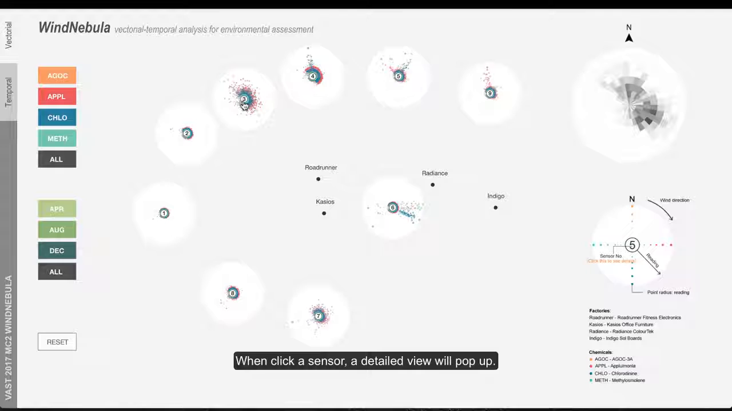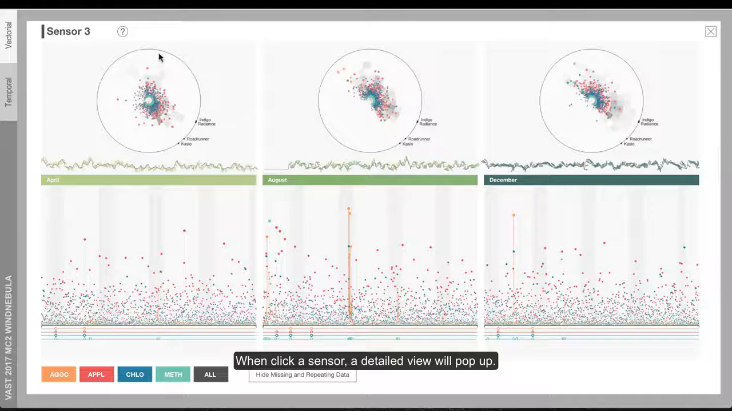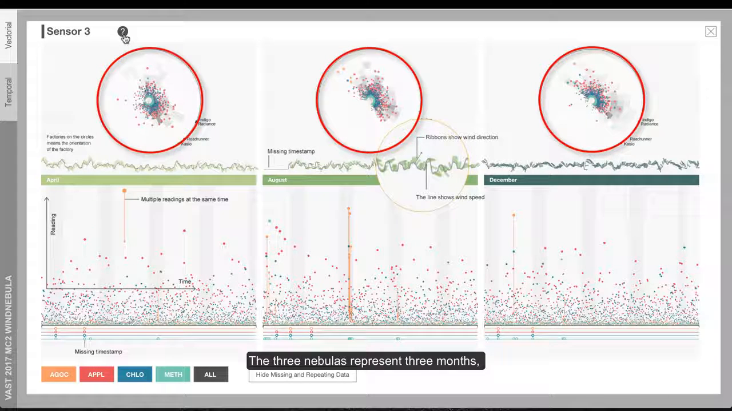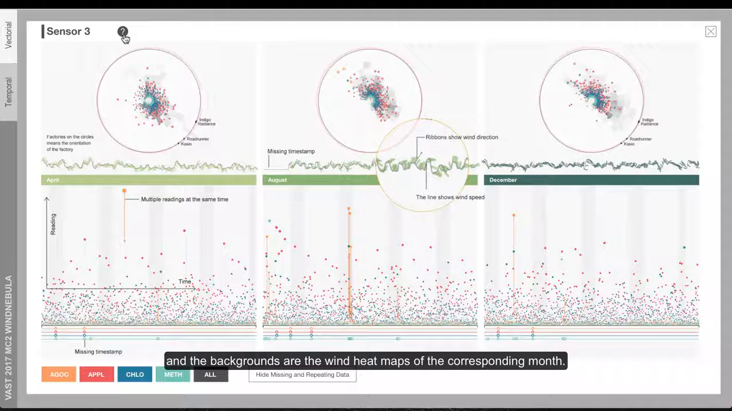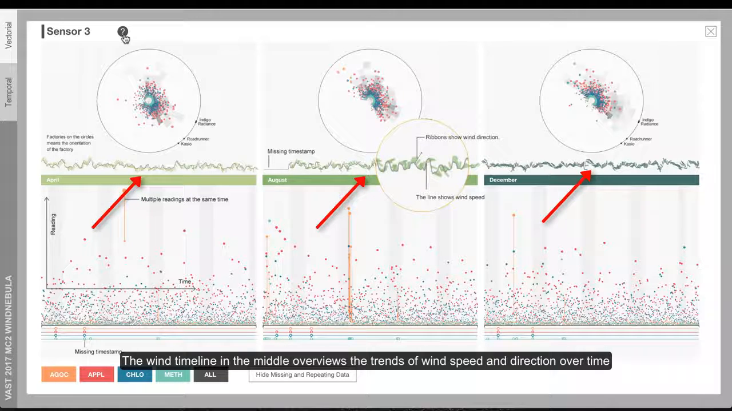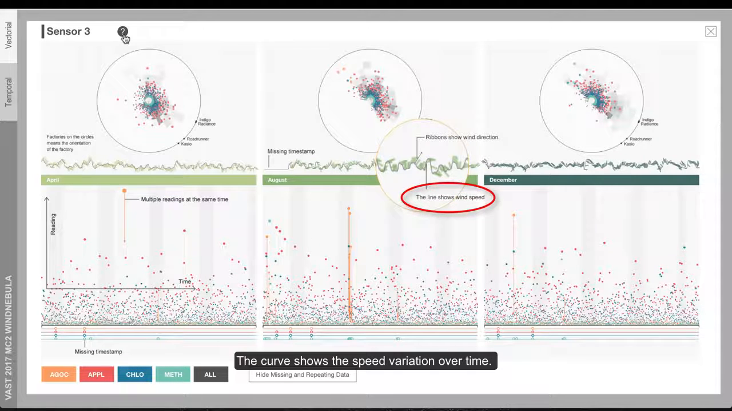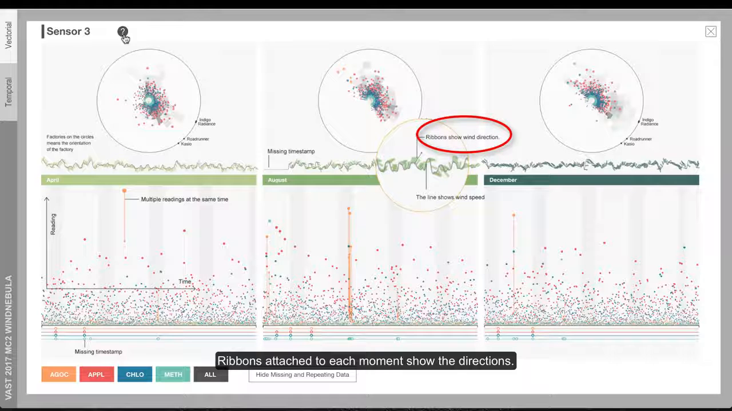When clicking a sensor, a detailed view will pop up. The three nebulas represent 3 months, and the backgrounds are the wind heat maps of the corresponding months. The wind timeline in the middle overviews the trend of wind speed and direction over time. The curve shows the speed variation over time. Ribbons attached to each moment show the directions.